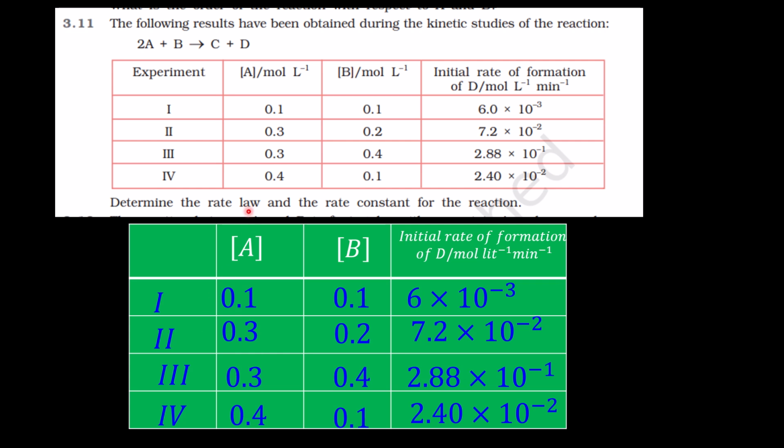In this video, we are going to see how to solve one of the book back questions, that is 3.11 from 12th NCERT Chemistry, Chemical Kinetics. Here some of the results of these reactions are given. The question is: determine the rate law and rate constant for the reaction.